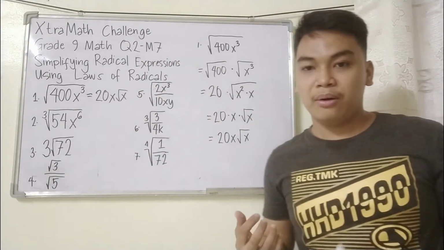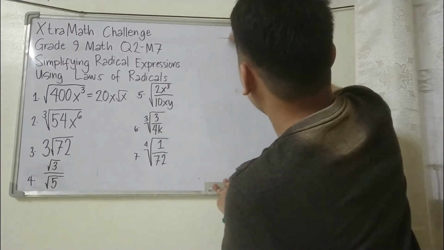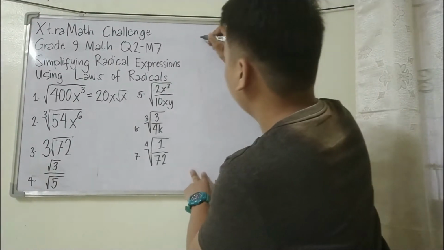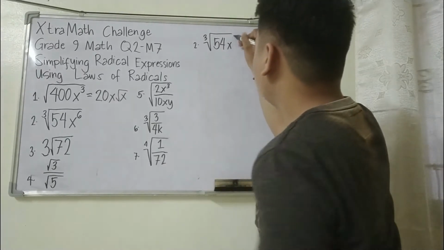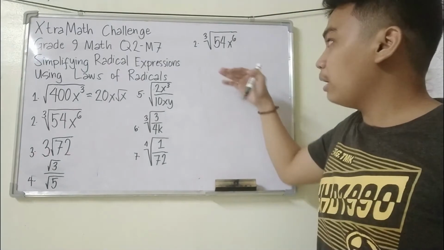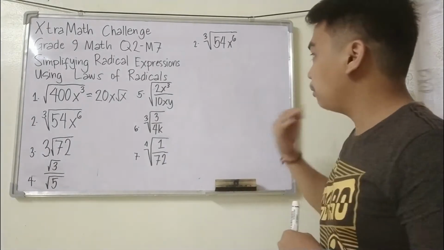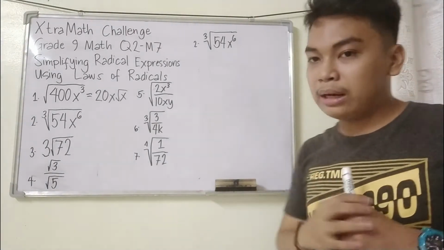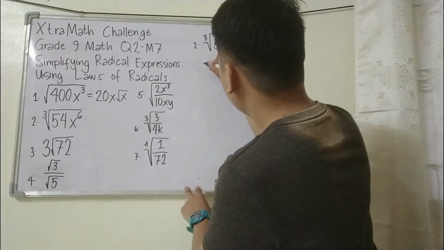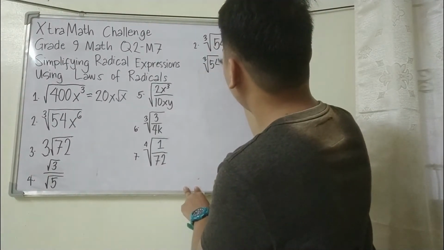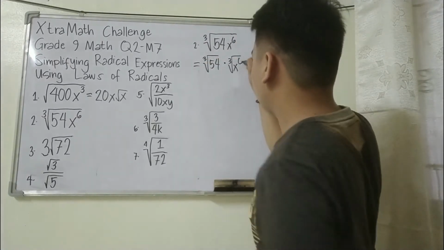Tapos na tayo sa number 1. So let us proceed to number 2. Number 2, we have cube root of 54 x raised to the power of 6. So dito naman sa number 2, yung index ng radical sign natin is 3 kasi cube root. So again, yung gagawin muna natin is i-separate muna natin yung constant at yung variable. So we have cube root of 54 times cube root of x raised to 6.